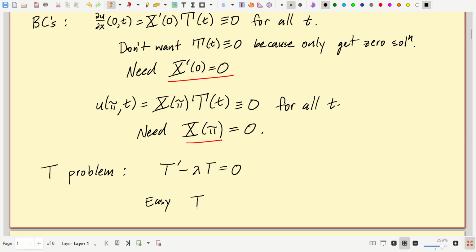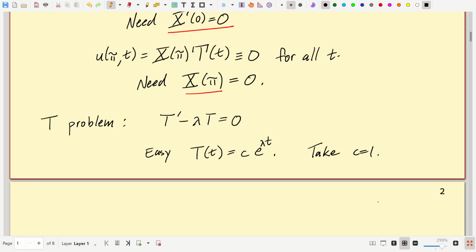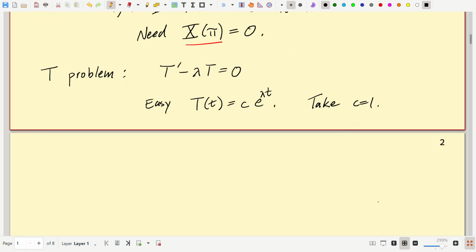That would be T of t equals a constant times e to the, let's see, that's T prime equals lambda T. So the solution would be e to the lambda t. And we can take the c there to be 1, because we're going to take linear combinations of things when we do that. But the x problem is a more interesting thing.